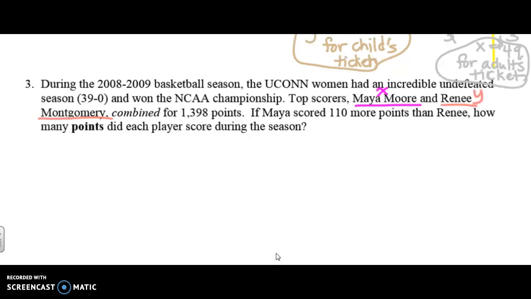Of course, you could look up the stats, but that's not what we're here to do. Our goal is to try to solve the equation and figure out how many points each player had using the elimination method. I'm going to assign Maya Moore with the variable x, and I'm going to use y for Montgomery. So notice more points refers to addition, adding, and how many more? It's 110 more. So because they were combined, we also have to think about what operation goes with combined. Combined for 1,398 points is adding. So x plus y equals 1,398.